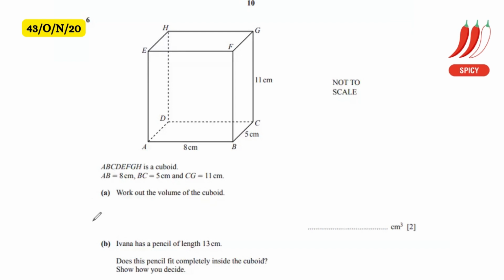And this question says that ABCDEFGH is a cuboid. AB is 8 centimeters, BC is 5 centimeters, and GC is 10 centimeters. Work out the volume of the cuboid. So the volume of the cuboid has the formula length times width times height, which means we multiply 8 by 5 by 11, which equals 440 centimeters cubed.